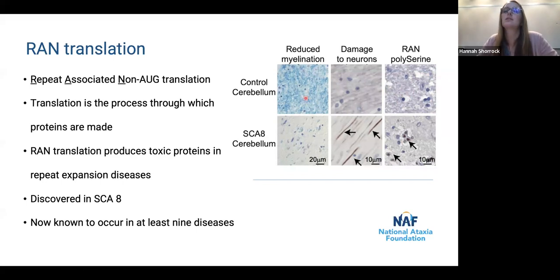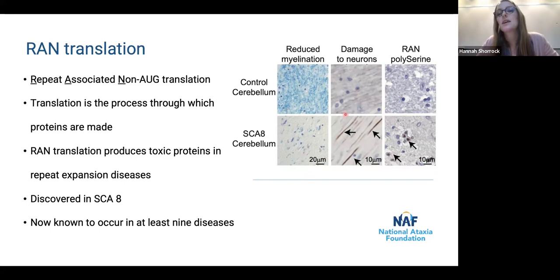When we look at the control cerebellum, you can also see that with this particular staining to look at something called myelin, it's much bluer. We have much more of that myelination. Myelin is essentially the insulator around your neuron. It's the insulator around those electrical cables that run through your brain. When we lose that, our neurons don't function so well.